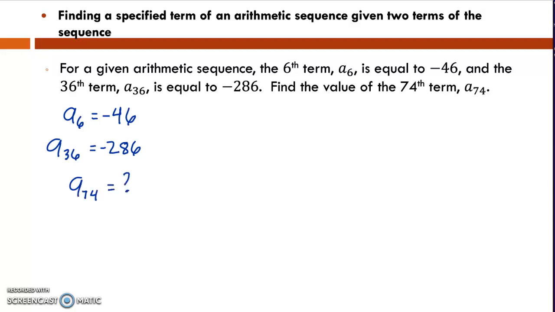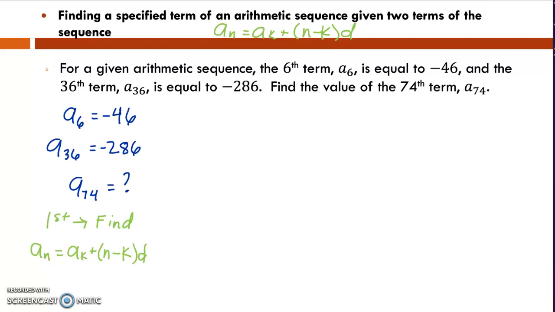But wait a second. In the equation I used in the last example, I used a sub n equals a sub k plus n minus k times d, right? And I knew d, and I knew I was given another term, so I could find a sub k and k. But I am not given d. So my first step for this one is actually going to be to find d. And how do I do that? Well, I am going to use this a sub n equals a sub k plus n minus k times d.